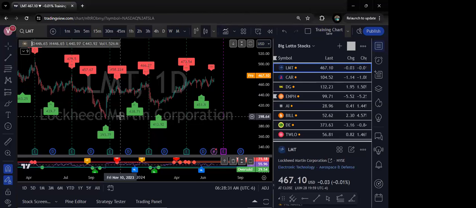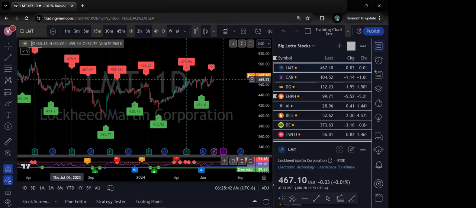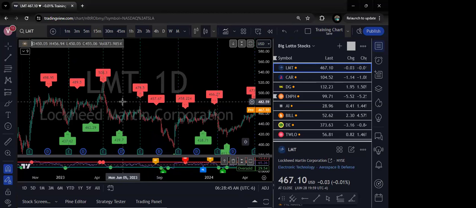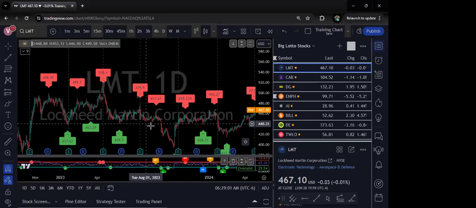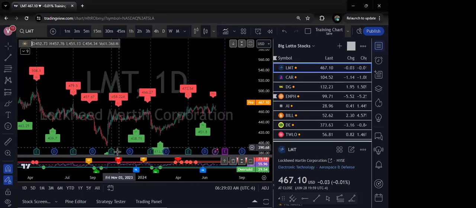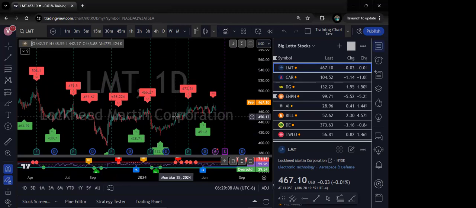So going 50% was supposed to be, I don't know if this is a good one. Okay, let's see. Or did I put the correct 508? 508, 393. So it means, yeah, 50% retracement. This was meant to go to 450. So we broke above 450.